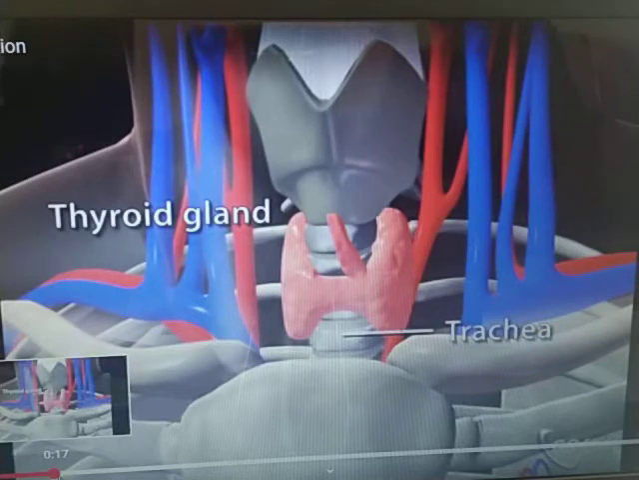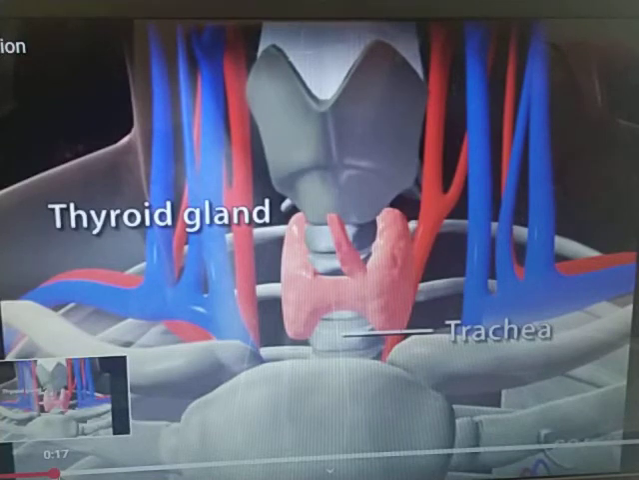So today we are going to discuss the thyroid gland. The thyroid gland has ectodermal origin; during embryonic development, it develops from the ectoderm. The thyroid gland is the largest endocrine gland, and it is located anterior to the thyroid cartilage of the larynx in the neck.